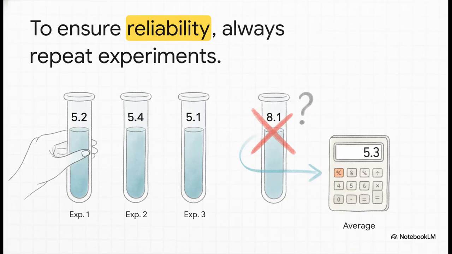Okay, you hear this all the time: repeat the experiment. But why? What's the big deal? It's all about reliability. When you do it a few times, you can easily spot an anomaly. You know, that one weird result that just doesn't look right? You can ignore that outlier when you calculate your average, which makes your final conclusion way more trustworthy.